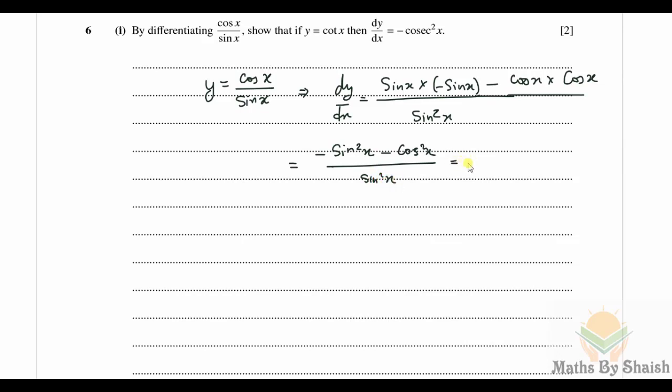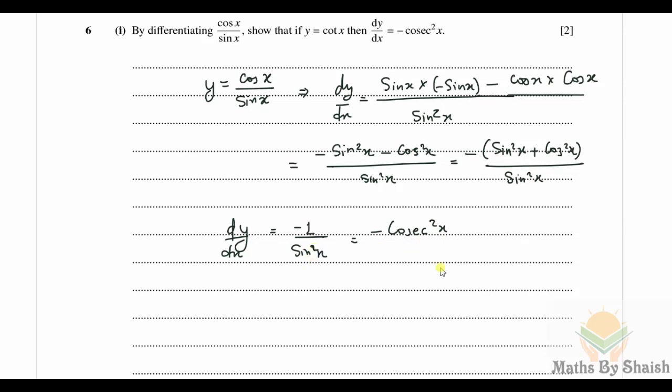Now we know the identity. Before that I'll take minus common, and we'll get sin square x plus cos square x over sin square x. So we know the identity, sin square x plus cos square x is 1, so it is minus 1 over sin square x, and that is minus cosec square x. The next part of this question.